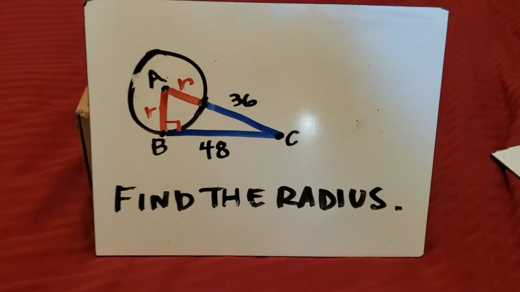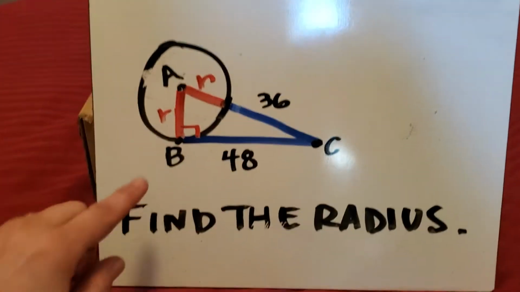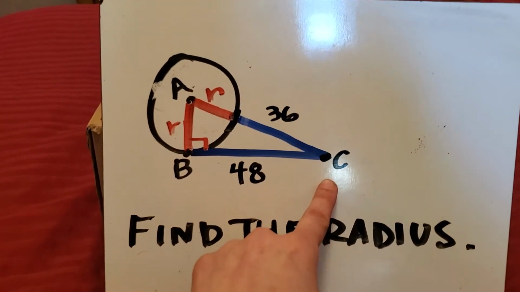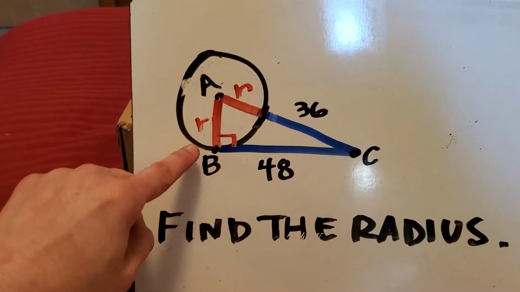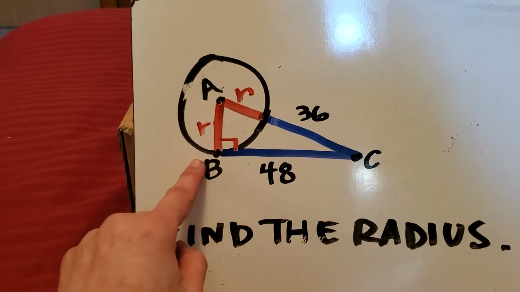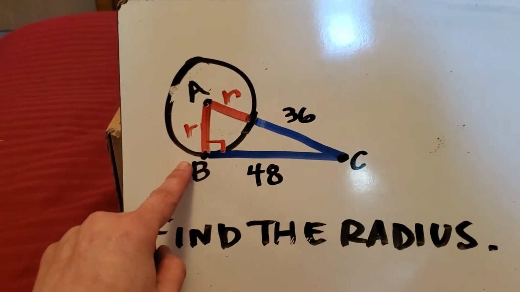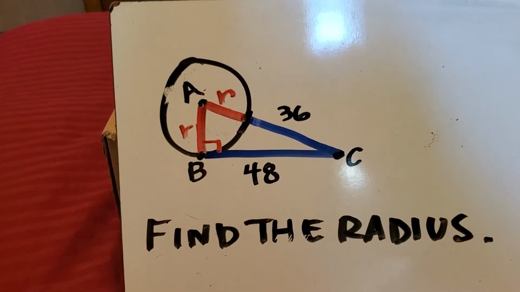Example 5, find the radius of a circle. In my diagram, BC is tangent to circle A, which means the radius AB and BC intersect at a 90-degree angle. We'll use this right triangle to find the radius R.